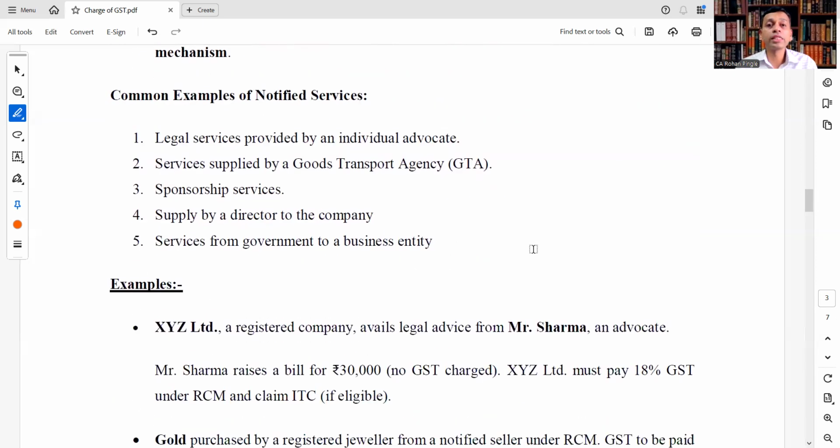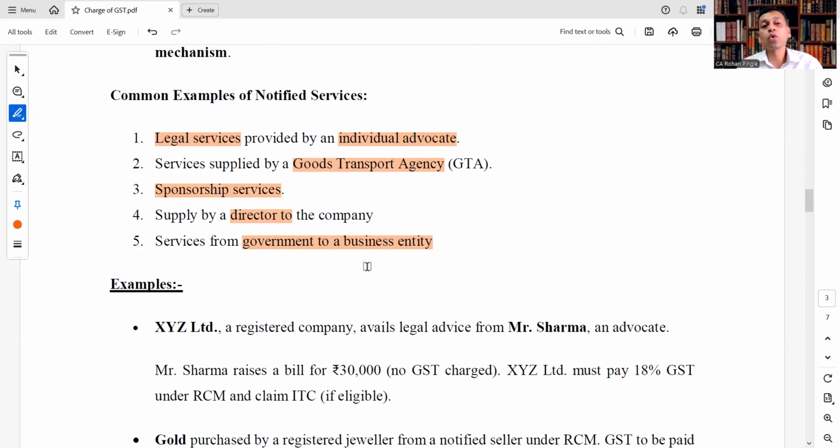Let's see common examples of notified services till date. Legal services provided by an individual advocate. Legal services provided by whom? Individual advocate, and not the firm of advocates. Services supplied by a goods transport agency. Sponsorship services supplied by a director to the company. Means in that case, the company will be liable to pay tax. Services from government to a business entity. Means in that case, the business entity will be liable to pay tax.